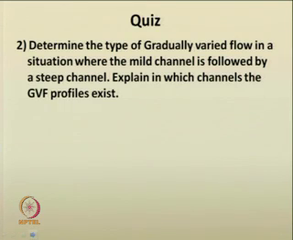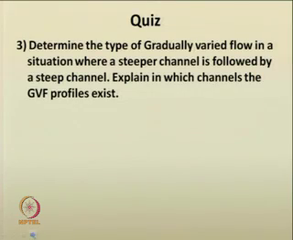Your second question is, determine the type of gradually varied flow in a situation where the mild channel is followed by a steep channel. Explain in which channels the gradually varied flow profiles exist. Your third question, a similar type: determine the type of gradually varied flow in a situation where a steeper channel is followed by a steep channel, and also explain in which channels the gradually varied flow profiles exist.